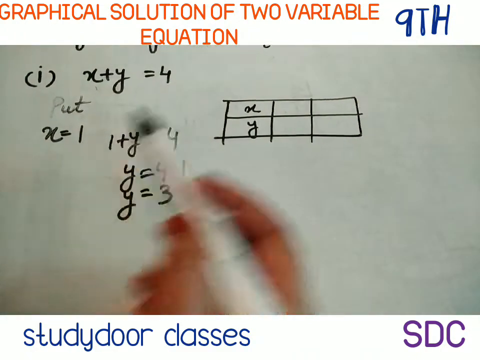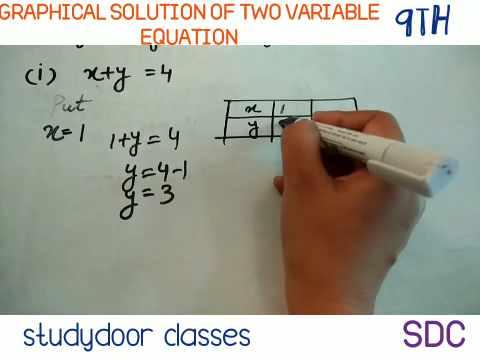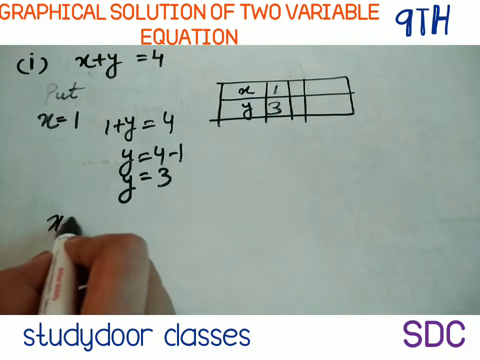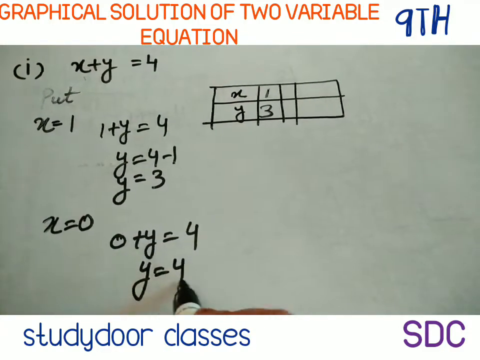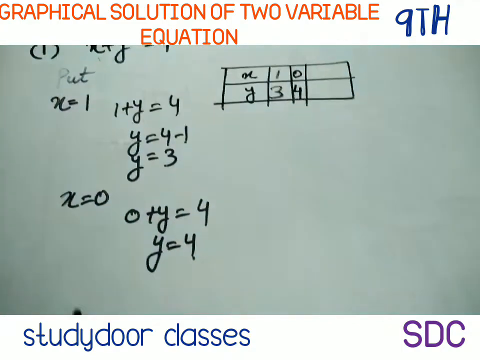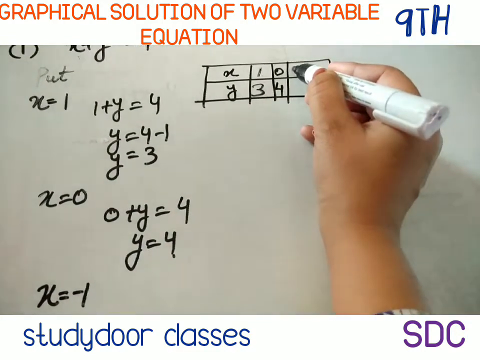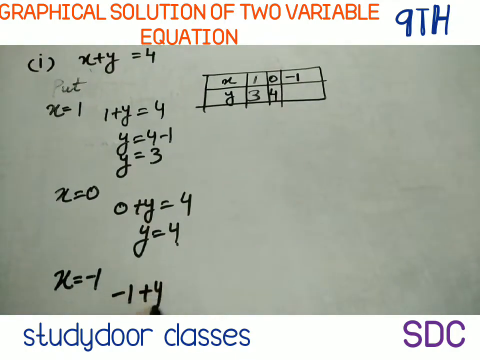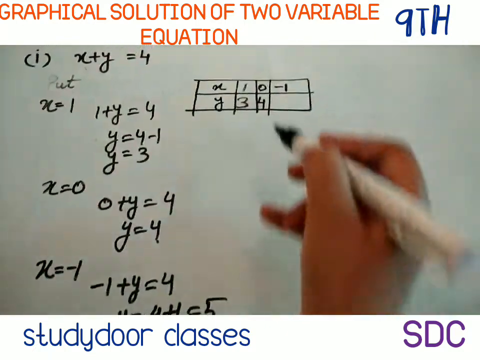We find that when we put the value of x is equal to 1, then we find the value of y is 3. Now we will put the value of x is equal to 0. Then we find the value of y is equal to 4. Now we will put the value of x is equal to minus 1. Then we find minus 1 plus y is equal to 4, and y is equal to 4 plus 1, which is 5.